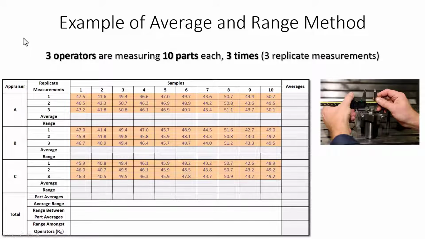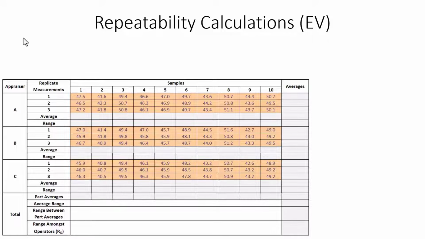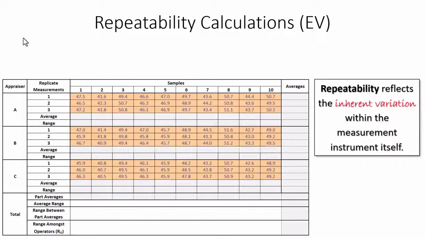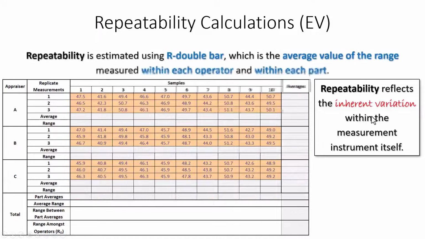And now what I want to do is show you how those calculations translate into repeatability, reproducibility, all the things that we care about when we talk about a Gauge R&R. So let's start with repeatability. Remember, let's go back to the definition here. Repeatability reflects the inherent variation within the measurement system itself, okay? And the question becomes, how do we take this raw data and tease out the inherent variation within the measurement system itself?